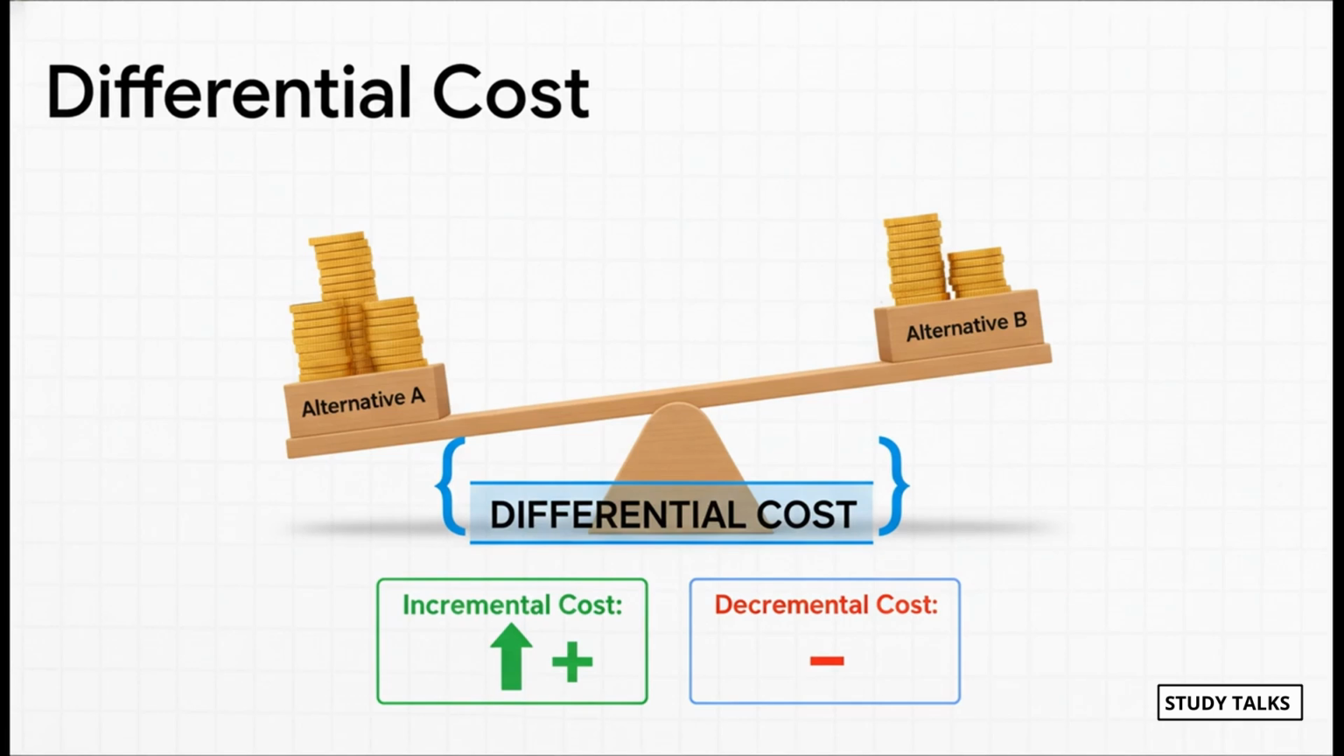Let's talk about differential cost. This is a huge concept for making decisions. All it means is the difference in total cost between two different options, or two alternatives. And if that change makes your costs go up, we call it an incremental cost. If the change makes your costs go down, you guessed it, we call it a decremental cost.